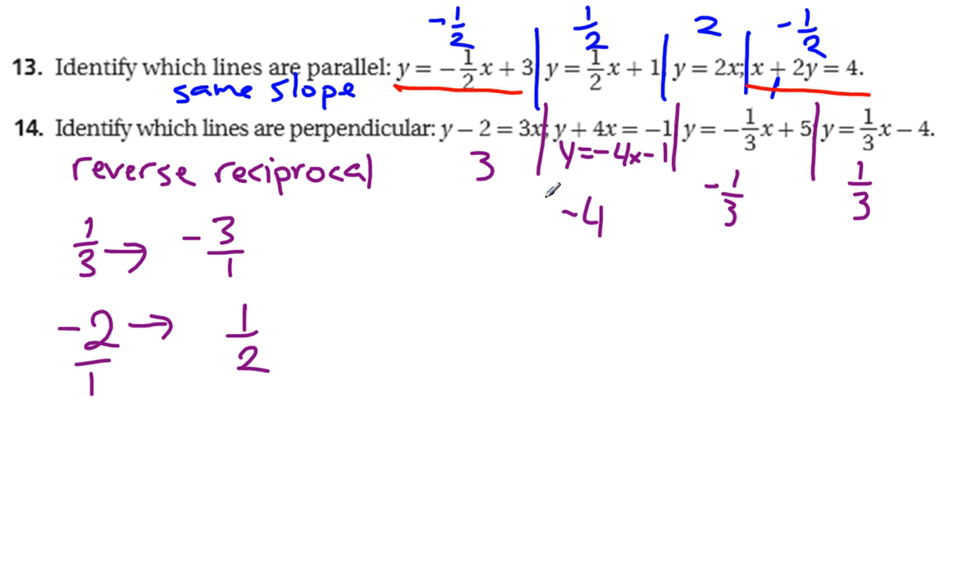So we're looking to flip something. So this 4 has nothing to do with anything. This can go away. So 3 is definitely part of this answer. And we sort of did it over here. If we take the reverse reciprocal of 3, we have to flip it over. So 3 over 1 would become 1/3. And we change the sign, so that would be negative 1/3. So our two perpendicular lines are the first one and the third one. There you go.